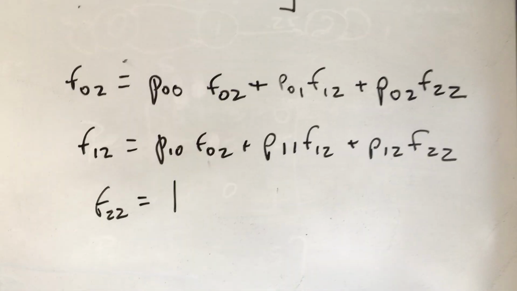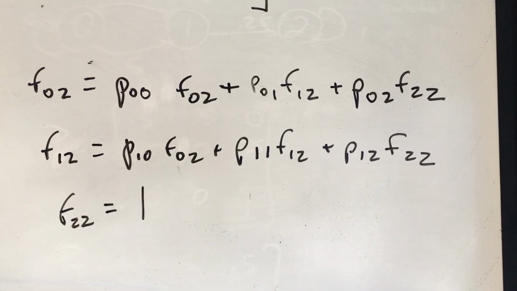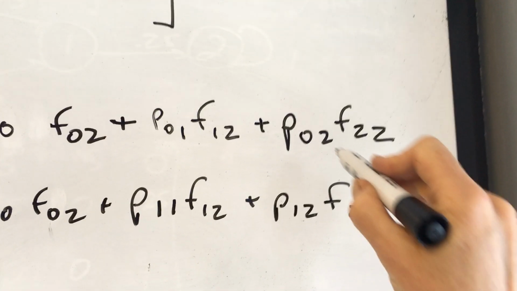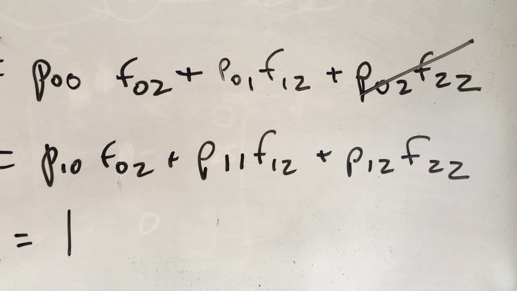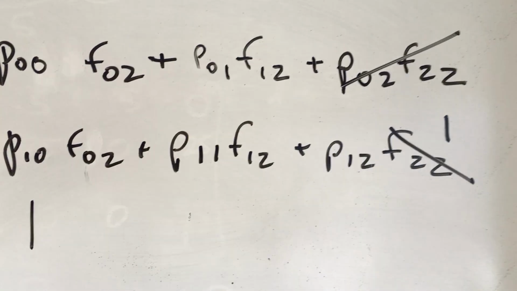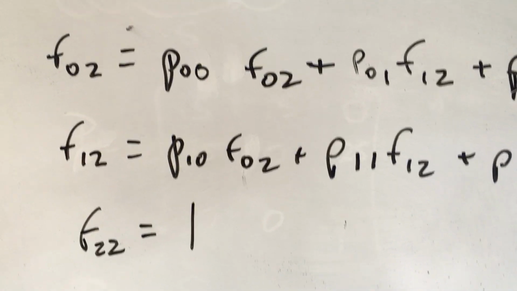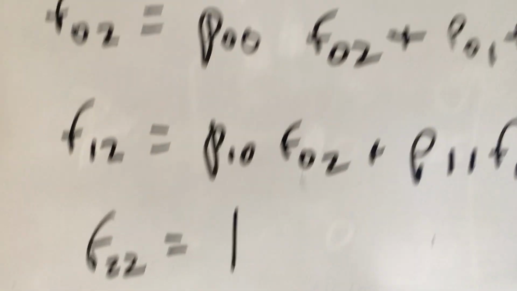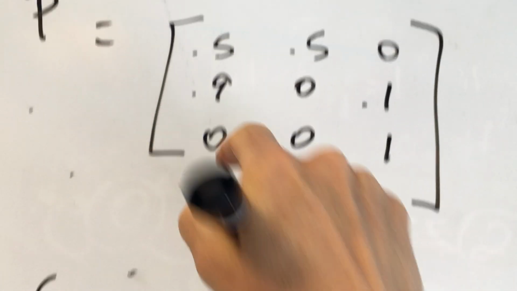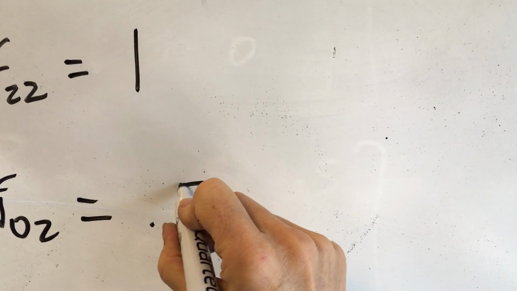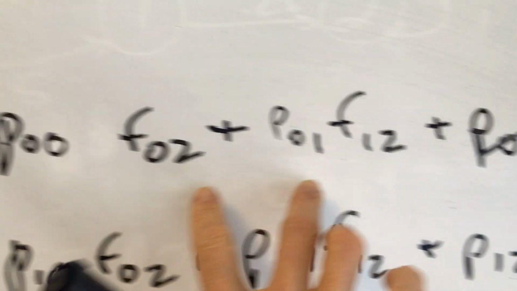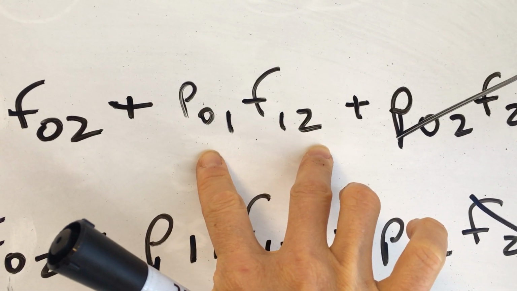So we need to solve this system of equations. Well, first of all, P02 is just going to be 0, so let's get rid of that term. Okay. We know that this is 1. What about the rest of these guys? Well, let's see. F02 is going to be P00, which was 0.5, so 0.5 times F02. So that's this. Now we need P01 times F12.